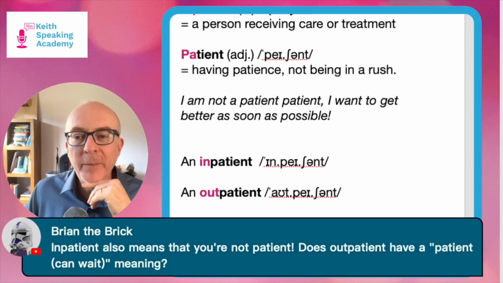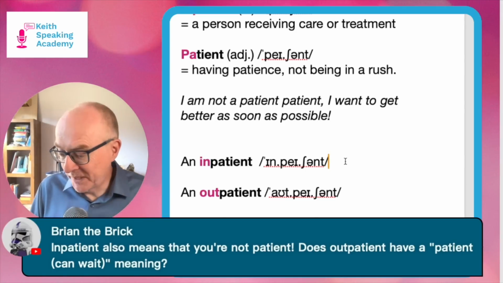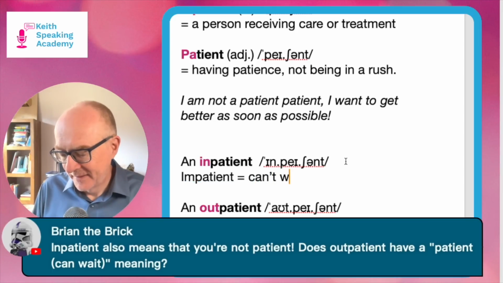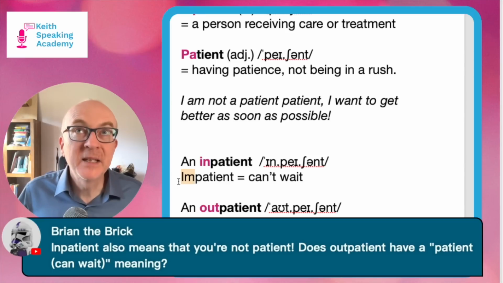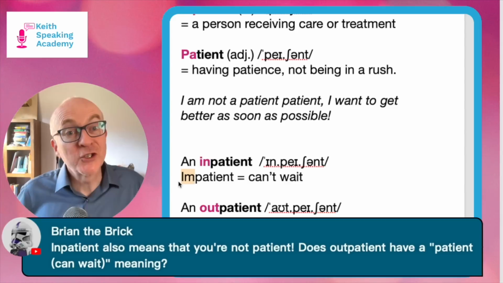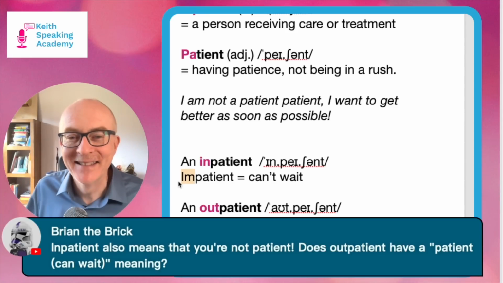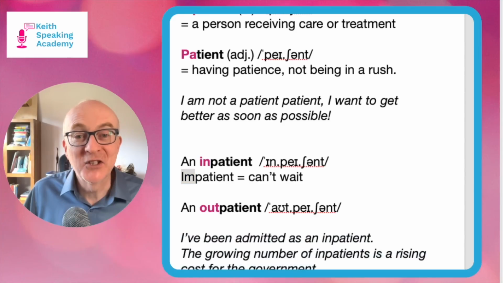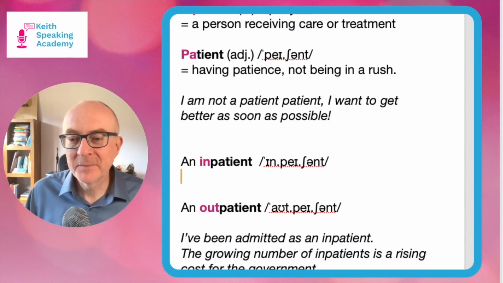Impatient also means that you're not patient. Right. Because you've got impatient, right? And it's with an M, but the pronunciation is the same. Impatient. It's actually the same pronunciation, impatient. So you can be a patient, and an impatient. Does outpatient have a patient meaning? No, it doesn't. No, but it's a good question, right? It's a very good question.